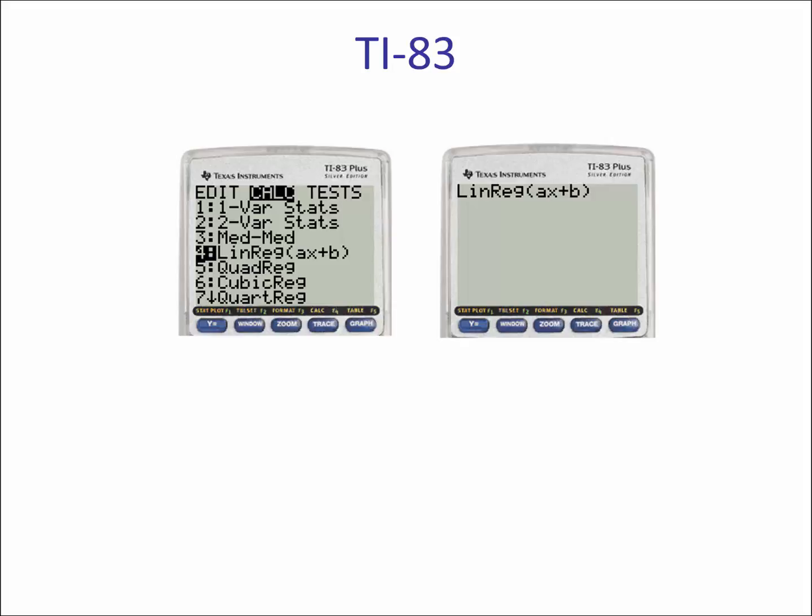Using a TI-83 instead of an 84, again, we go to stat, we enter our x values in list 1, the y values in list 2. We go over to calculate, number 4, and when we press number 4, it takes us back to the home screen, and then all we have to do is hit enter, and it will give us the same output as the 84. Let's do another example.